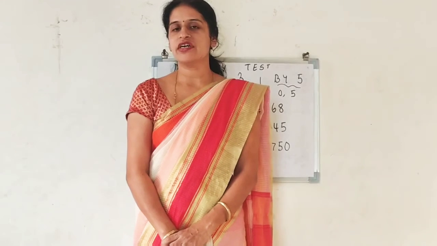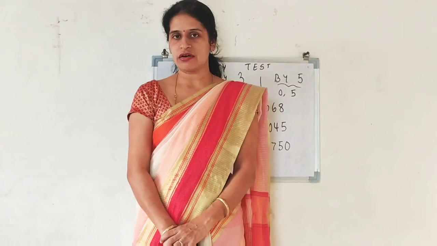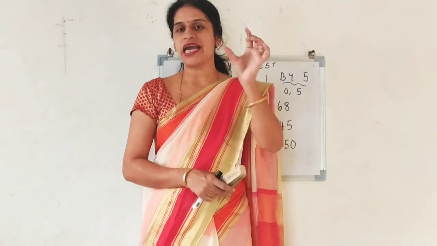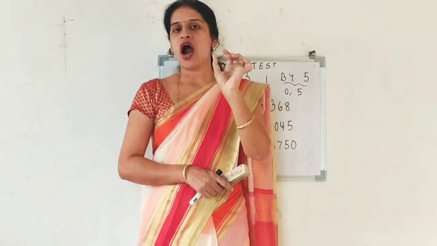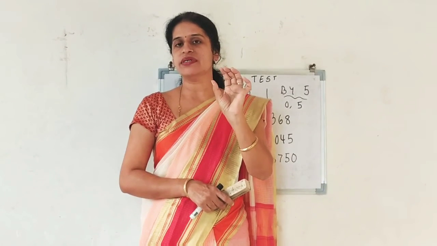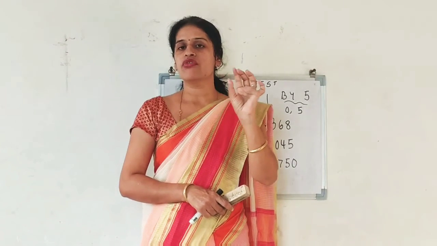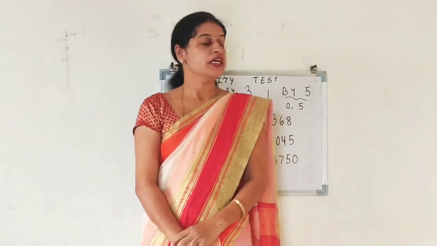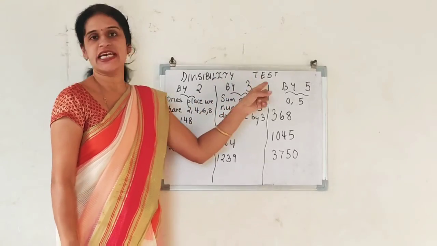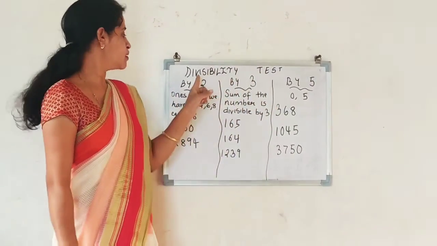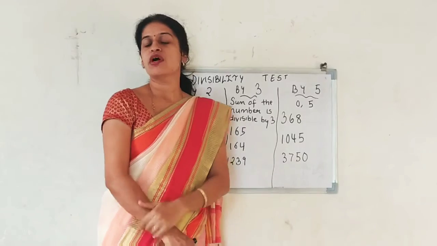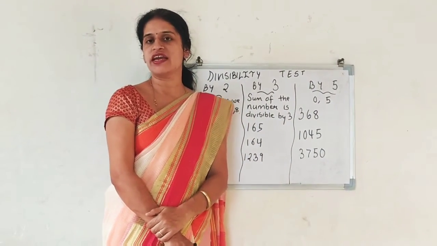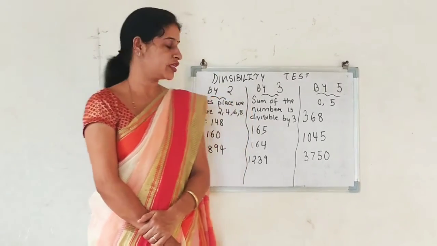In our last class we learned what a prime number and a composite number are. Today I will teach you how, by looking at a number, we can say whether it is divisible by 2, 3 and 5. We will learn the different divisibility tests. How can we check whether a number is divisible by 2, 3 and 5 just by looking at it?